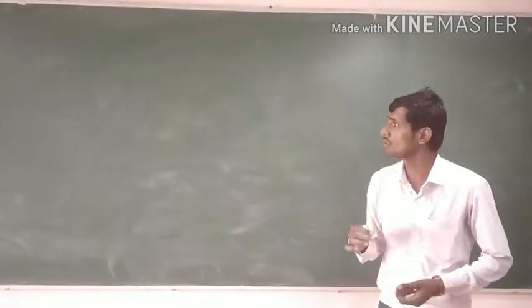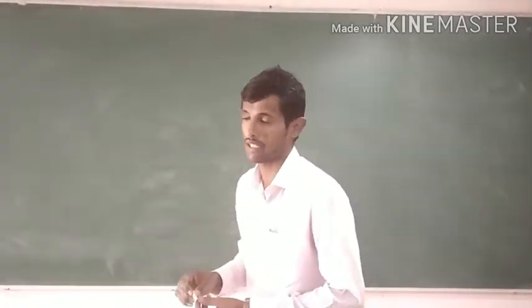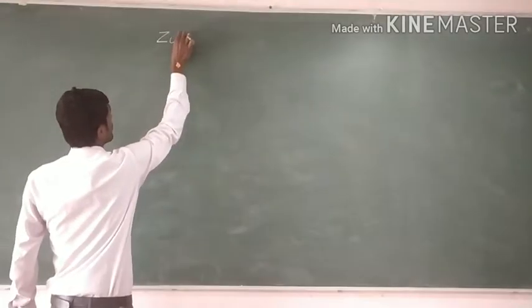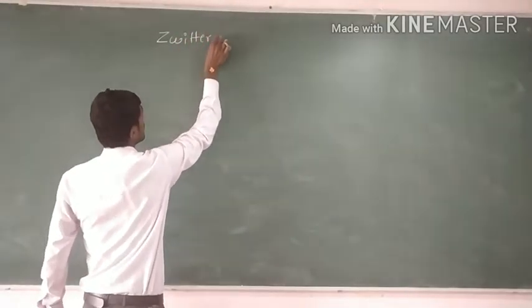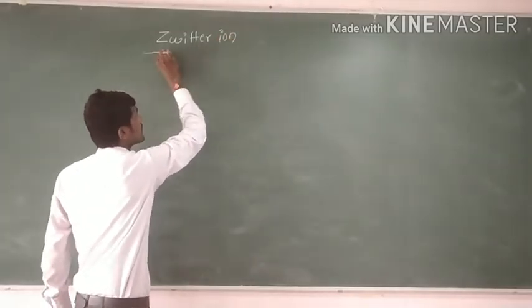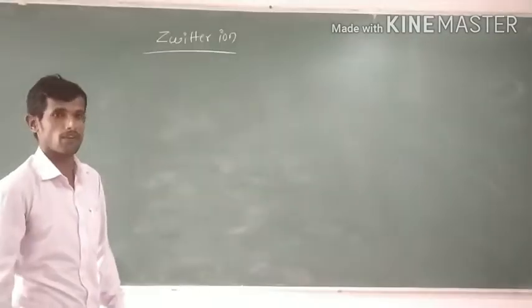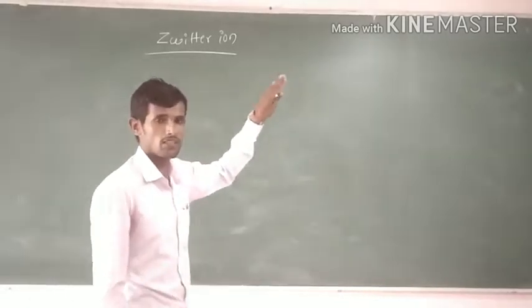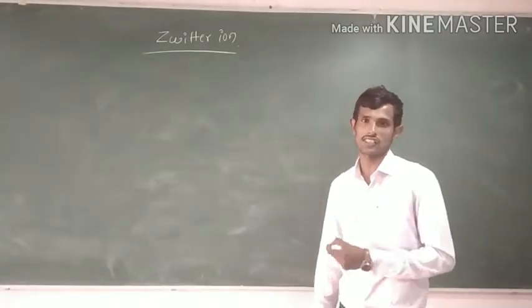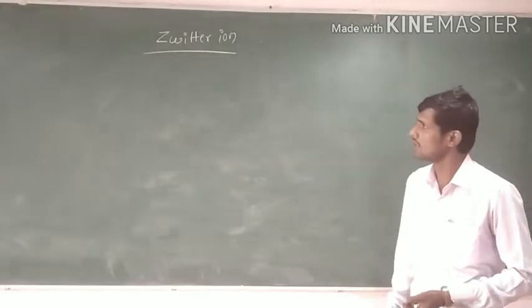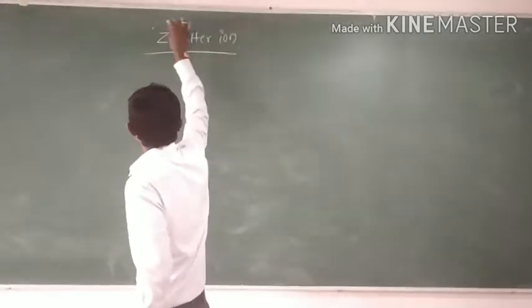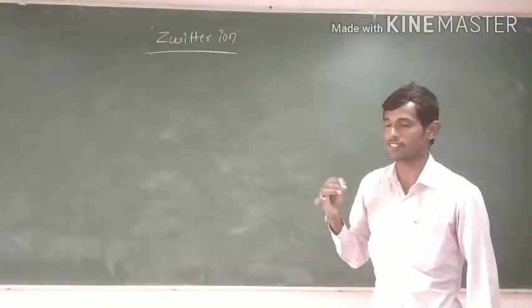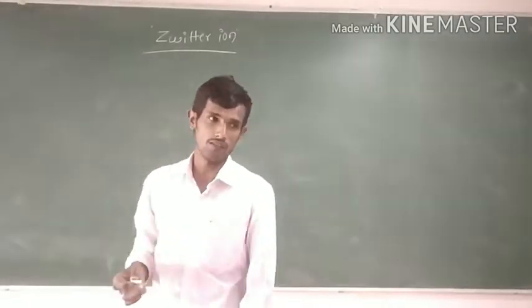Students, next concept related to the amino acids only, that is Zwitter ion. Very important. See carefully. Zwitter ion. Students, amino acids in presence of aqueous solution, they exist in dipolar form. What is Zwitter ion? In an aqueous solution, amino acids exist as a dipolar ion.